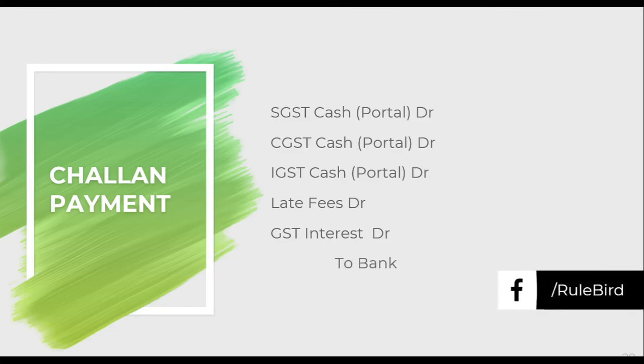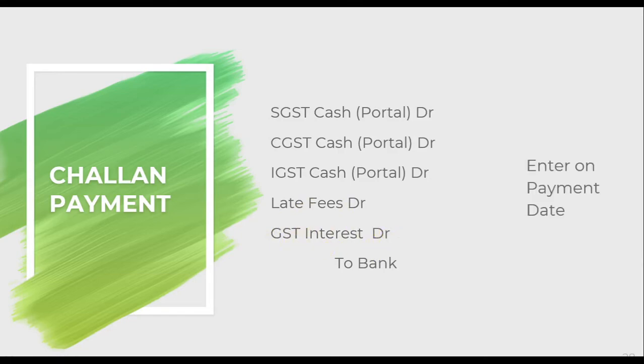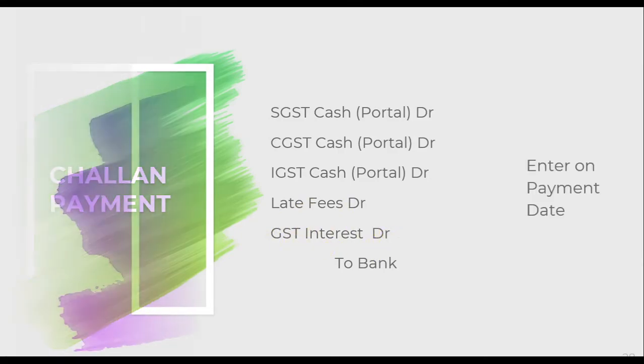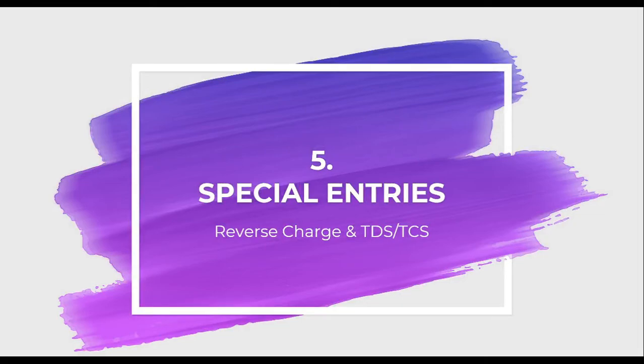As I have mentioned, while making payment you need to pay under different heads. So every different head will be here. Your cash balance that you can adjust will only be updated by these three ledgers. If you are making any payment for late fees, it will not be adjusted directly. This also will not be adjusted directly. You can enter this on the payment date. Fifth will be some special entries.